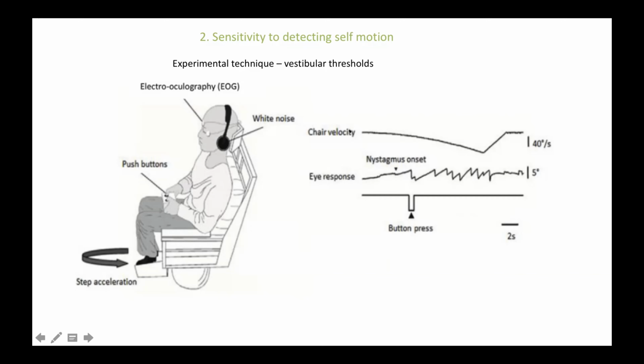Here, for example, we have a chair acceleration below the threshold of the vestibular system to the left. The acceleration profile was 0.3 degrees per second squared every 3 seconds. And as you can see, in response to a leftward rotation, the eyes start to move to the right. Here's the nystagmus onset. So we looked at the time from the chair onset to the nystagmus onset and took that as the vestibular ocular threshold. We also had the vestibular perceptual threshold, which is from the chair onset time to when they press the button indicating that they're going left. That time elapsed is the vestibular perceptual threshold.